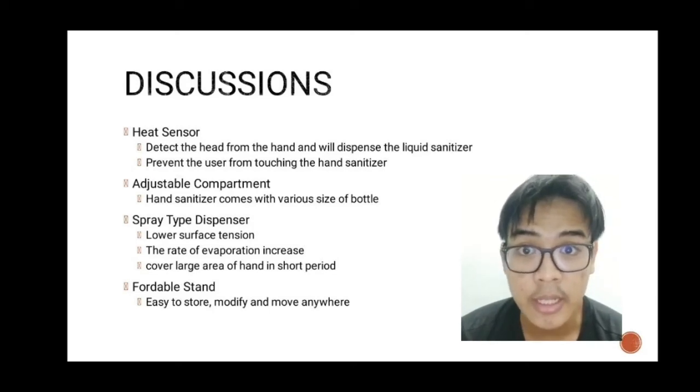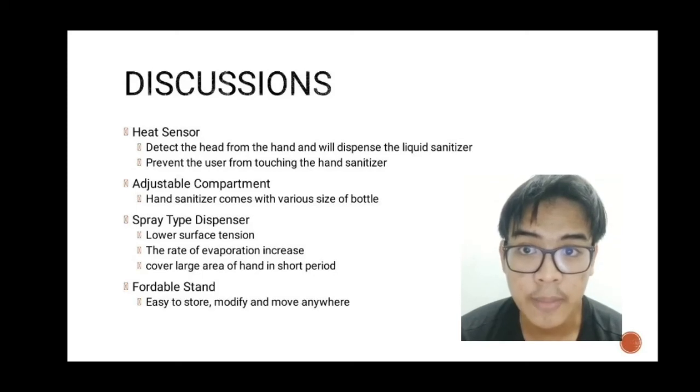The second part is the adjustable compartment. In this design, the compartment that holds the sanitizer bottle can be adjusted. The reason for this is that commercialized hand sanitizers come in various sizes of bottles. So to make the job easier, an adjustable bottle holder is installed in this design. For a big bottle, the gap between the claws will be larger, and when the bottle is smaller, the gap will be smaller.